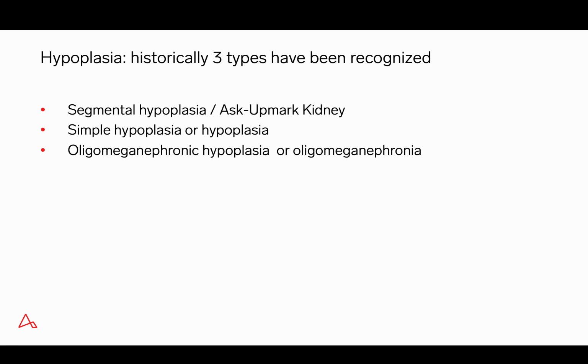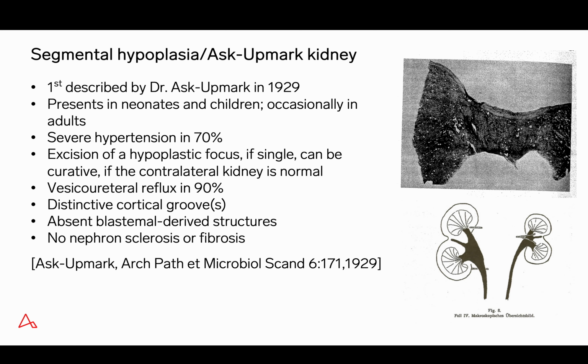Okay, now I'm going to discuss the 3 types of hypoplasia. I'm going to begin with segmental hypoplasia, also known as Ask-Upmark kidney. This was first described by Dr. Ask-Upmark way back in 1929, so it was the first form of hypoplasia identified. This typically presents in neonates or children, but occasionally detection is delayed until adulthood.